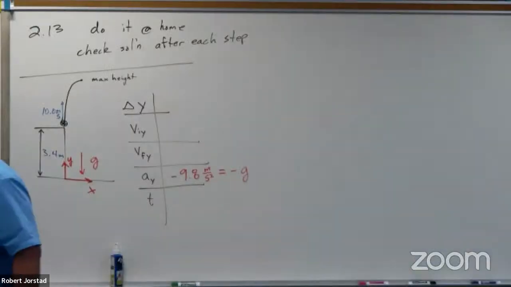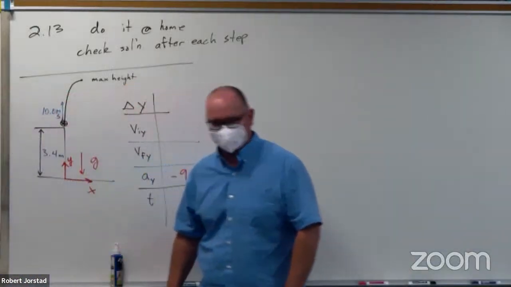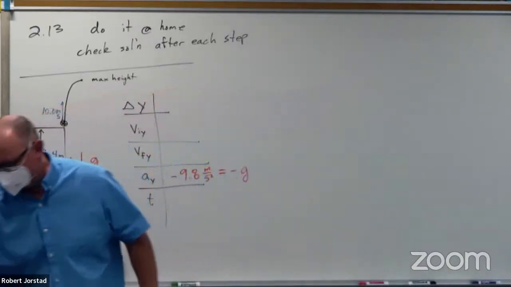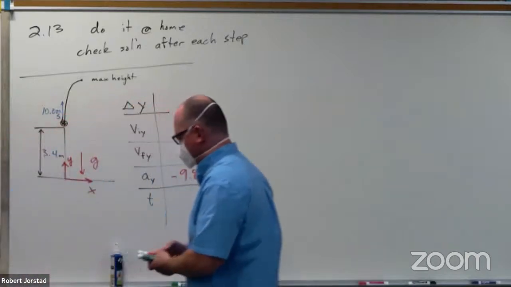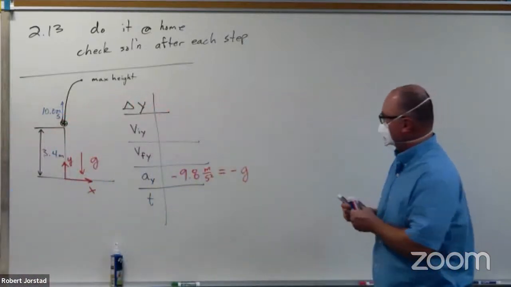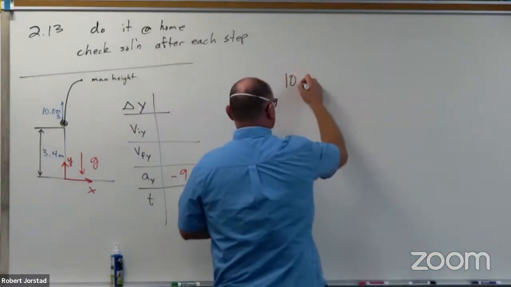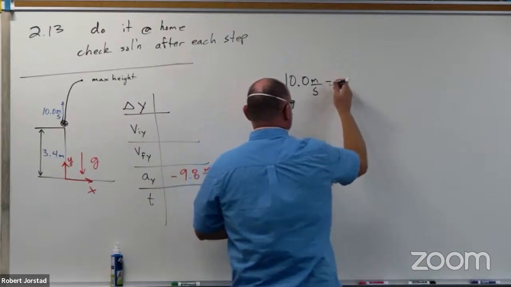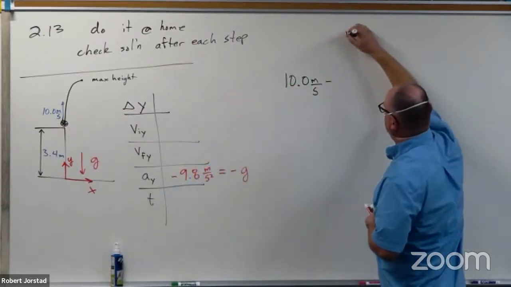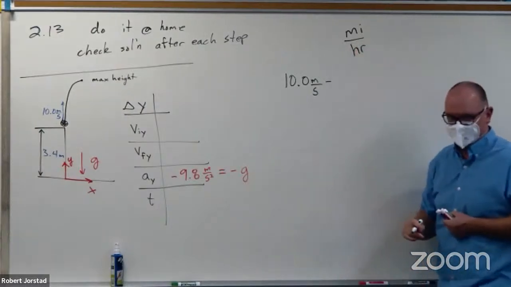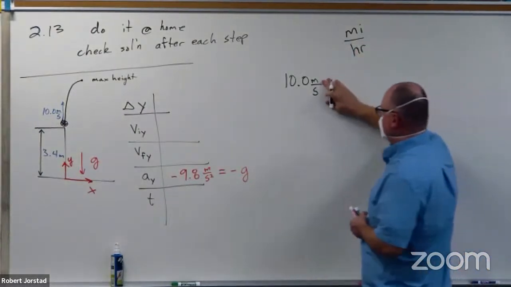Now, maybe you're wondering, how much is air resistance? How much does it really matter? Maybe I'll make a comment about that. First, I want to do a quick unit conversion. If we have 10.0 meters per second, and I want to convert that to miles per hour, kind of goofy units, let's do the conversion together really quick.